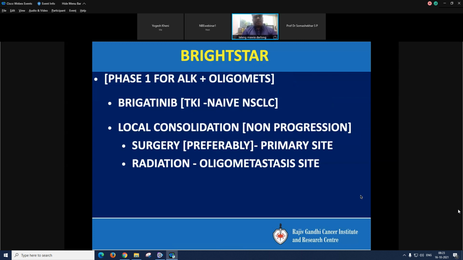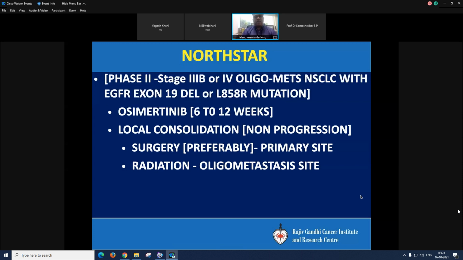This is again Bright Star, a phase 1 study for ALK-positive oligometastatic disease. Brigatinib was given for TKI-naive cases, and again local consolidation was employed for those who do not progress and who tolerate the toxicity of the systemic therapy. Surgery again should preferably be done for the primary site, radiation for the oligometastatic site. There's a lot of selection bias in this study, I would say, in the surgical arm, but definitely surgery has a role.